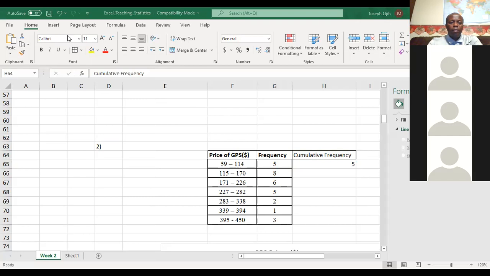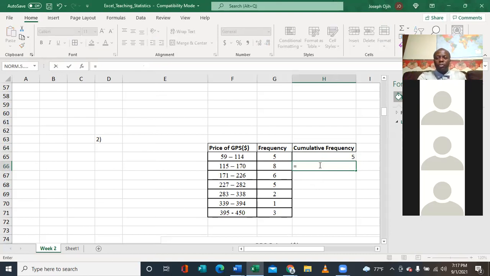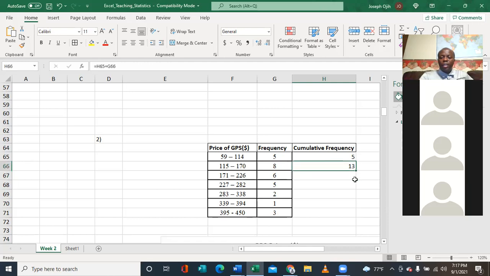You can see the screen, I believe. Now, let's see the frequency. To get the next one, you can calculate it in Excel. Put equal sign. Before you do any calculation in Excel, put equal sign. You click on 5, type the plus sign, then click the next frequency. Then you press the enter key to add it and get 13. Now, from here, you can drag it down. It will calculate the rest of the frequencies right here. See? So these are the cumulative frequency.